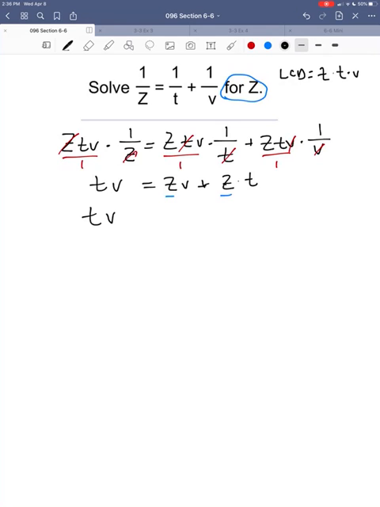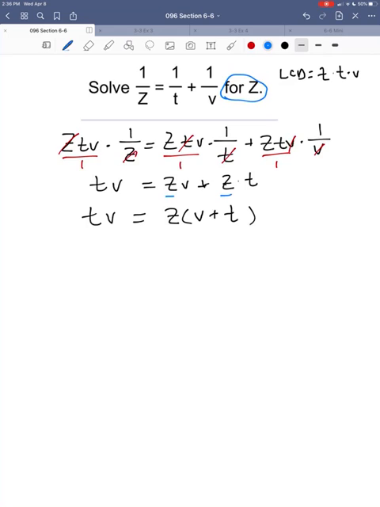So I'm going to get t times v equals, I'm going to take out that z. That means I open up a set of parentheses, and now I sort of play what's missing. Z times what would give me zv? Well, I'm missing the v. And then for the second term, I'm missing the t.